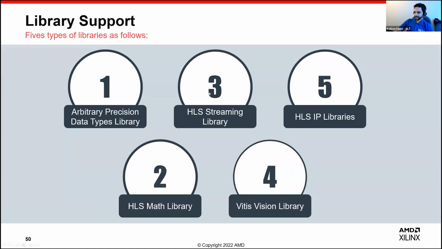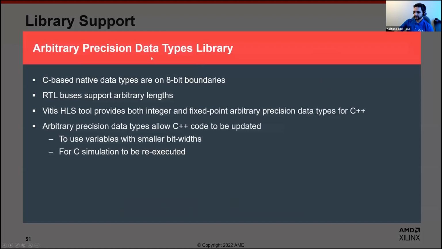So we'll quickly look at some of the libraries that AMD Xilinx provides to create more efficient and optimized hardware. One is the arbitrary precision data type library. So that allows you to create data types that aren't on the native C data type boundaries. So you can have a 12-bit data type, 13-bit data type, however many bits you need, you can use this library to create data types of that bit width. And simulation support exists for this as well.